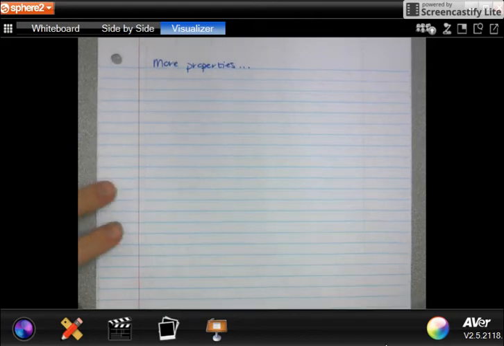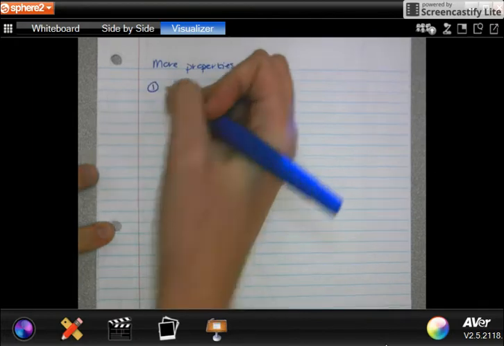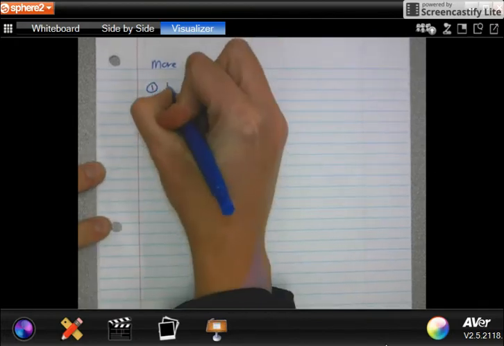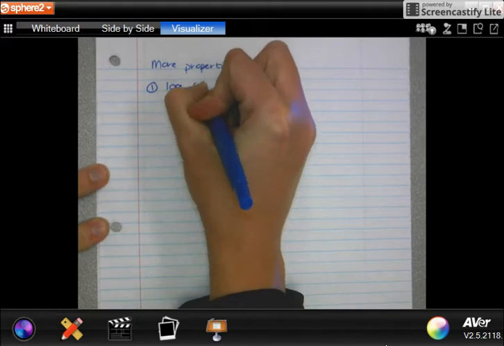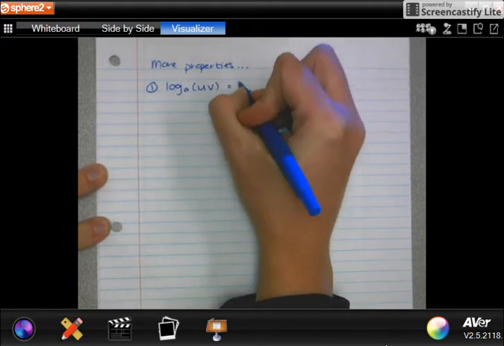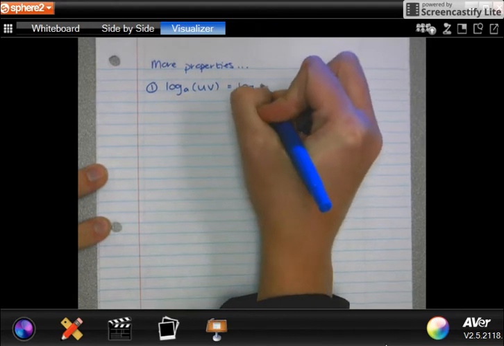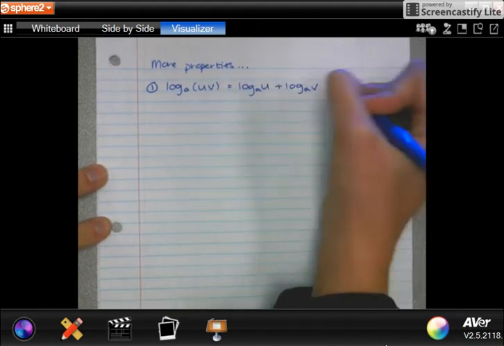So we have a few more properties to discuss, and these ones specifically are related to expanding and condensing logs. If you have something like log base A of u times v, that can be expanded to log base A of u plus log base A of v.